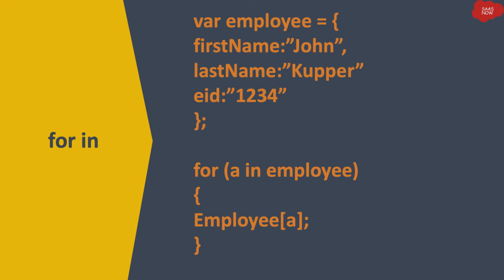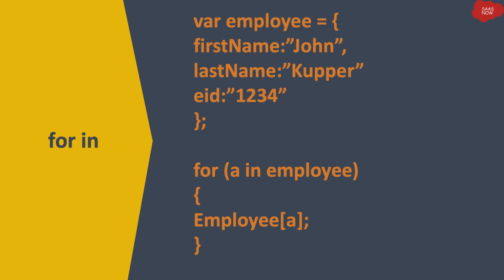Now in this case, this will loop through all the properties we have in this employee object. Whatever properties we have, that's first name, last name, EID, this employee A will be able to access all the properties. And if you want to print them, that is also possible.